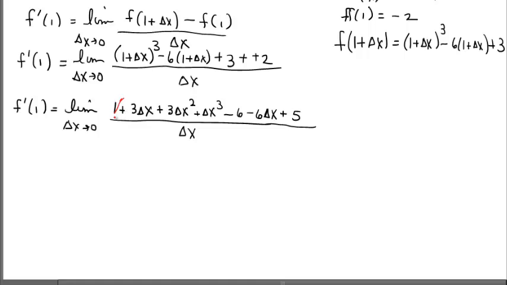So I'm going to take 1 and add it to 5. That's 6. Then I'm going to go back and look for any other constants. Yes. So I have 6 minus 6. Those take care of each other.